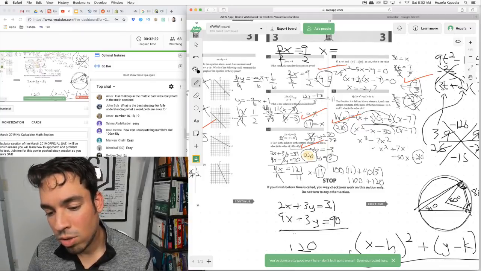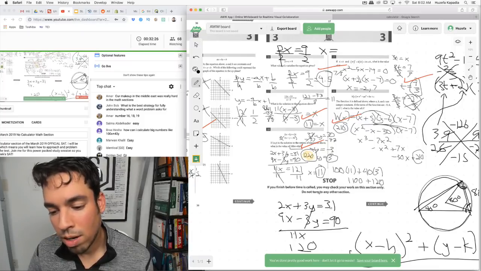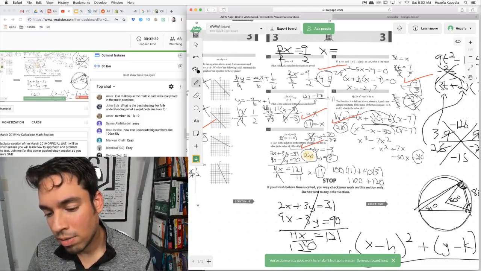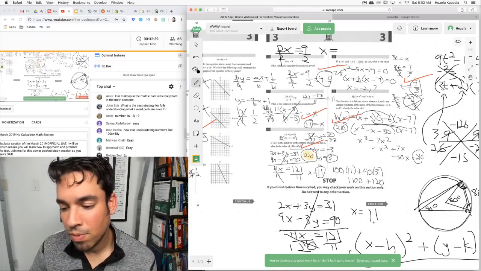Then I added these two together. 2x plus 9x is 11x. 3y minus 3y, gone. And that's what we want. That's how we know we've done it right. 31 plus 90 is 121. And then I just divided by 11, and I got x equals 121 divided by 11, which is 11.